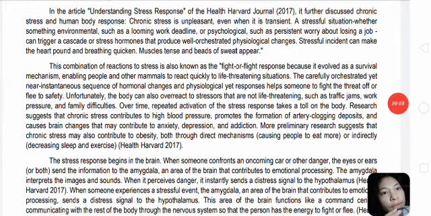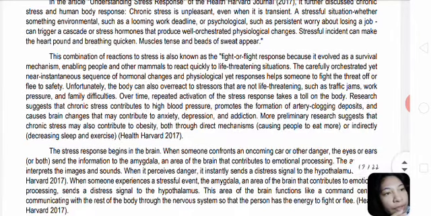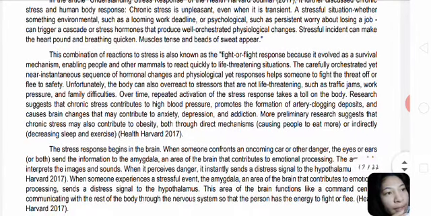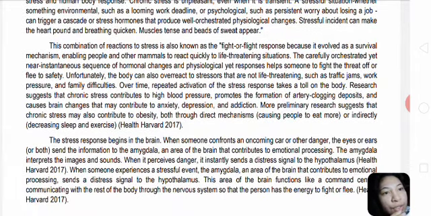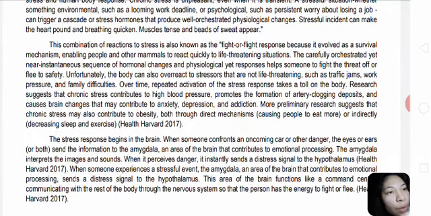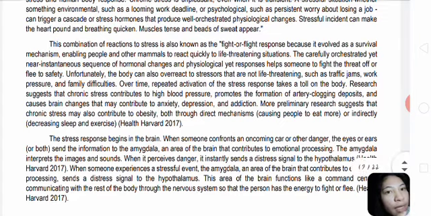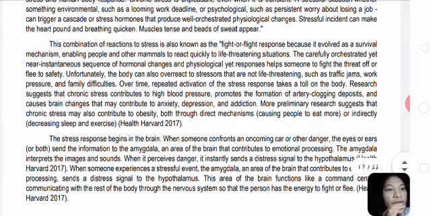Unfortunately, the body can also overreact to stressors that are not life-threatening, such as traffic jams, work pressure, and family difficulties. Over time, repeated activation of the stress response takes a toll on the body. Research suggests that chronic stress contributes to high blood pressure, promotes the formation of artery-clogging deposits, and causes brain changes that may contribute to anxiety, depression, and addiction.